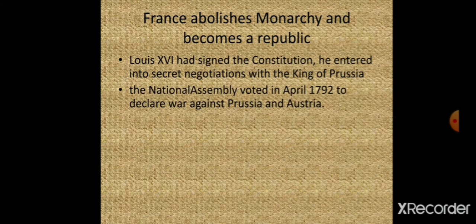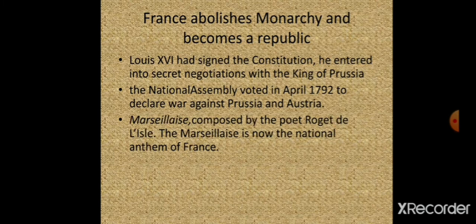The National Assembly somehow got to know about it and voted in April 1792 and declared war against Prussia and Austria. The Marseillaise was a song composed by the poet Rouget de Lisle, and this became the anthem of France. When the war was declared against Prussia and Austria, the people of France saw this war as against autocratic governments, and they started participating in it. When common people started participating, they needed something to unite them, and this song, the Marseillaise, united them.